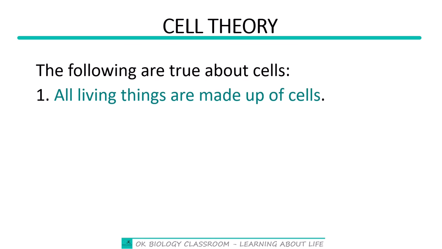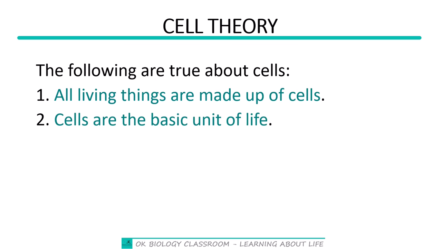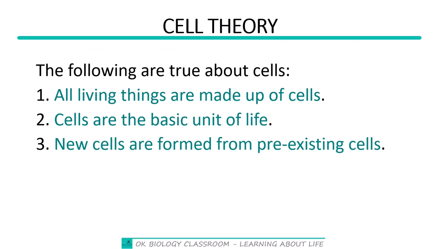The first point for you to note is that all living things are made up of cells. This is the first point of the cell theory. All living things are made up of cells. And cells are the basic unit of life. So it means without cells, something cannot be described as living. Without cells, something cannot have life. That is the point. And finally, new cells are formed from pre-existing cells.